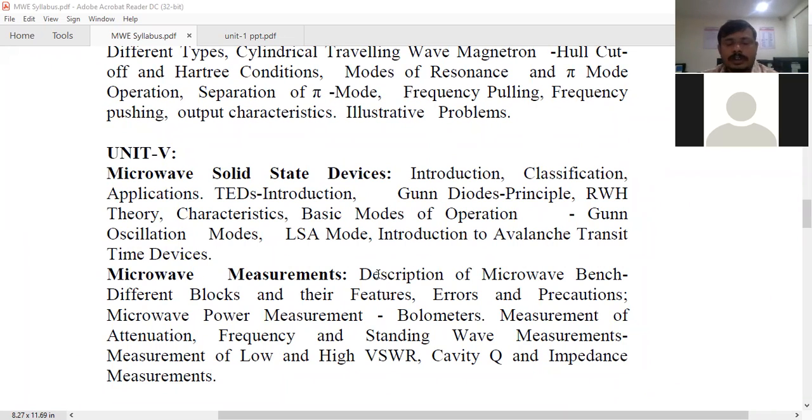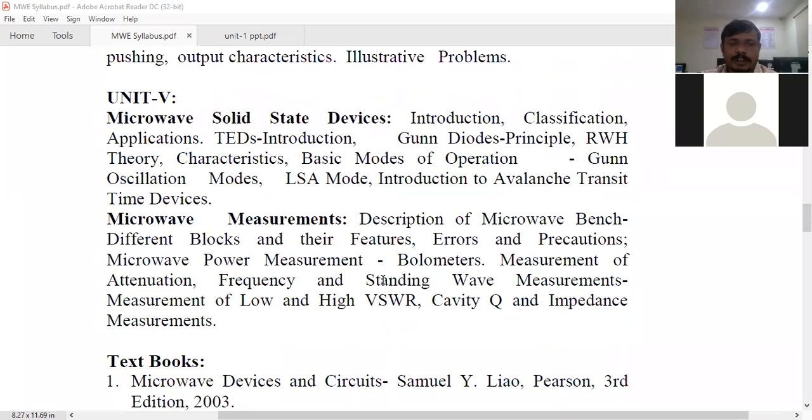This is your first part, and the second part of your fifth unit is microwave measurements. You can see here the bench setup. Why the microwave bench setup? Our microwave source is there, and after that we have the isolator, to protect the microwave source from the reflections from the load.